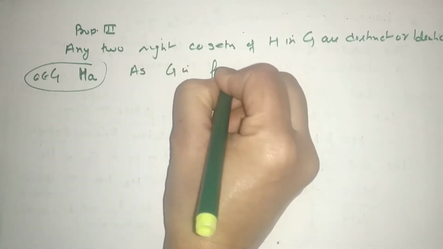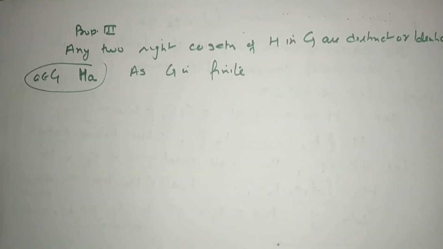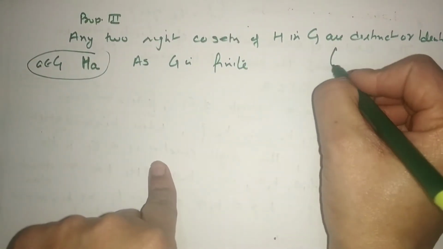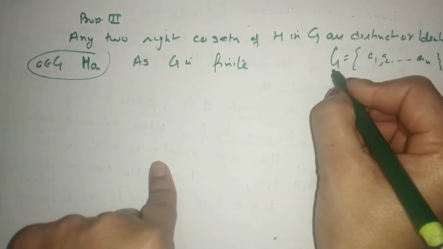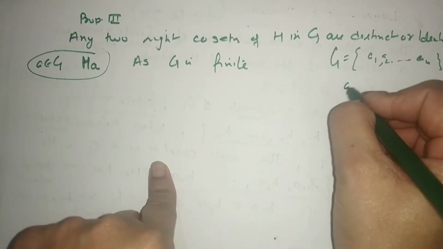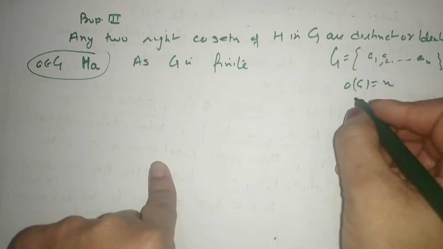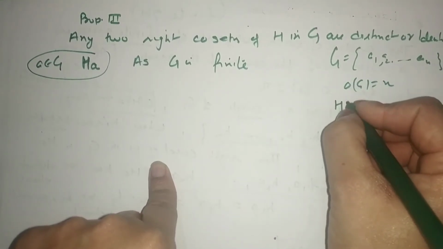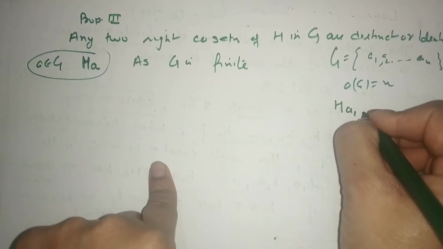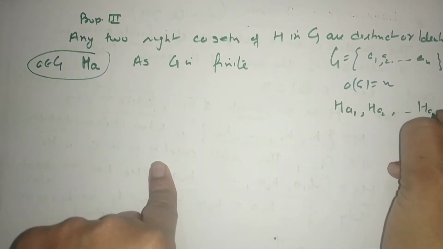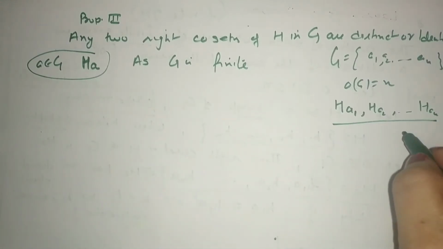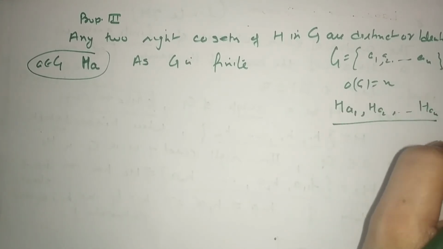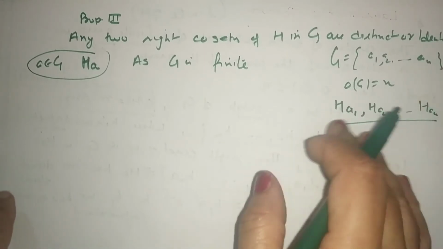As G is finite, how many right cosets will be possible? Let G be the set of elements a1, a2 and so on, an, because G has n elements; we have taken the order of G as n. H is a subgroup of it. Then we write Ha1, Ha2 and so on, Han. These cosets will be either identical or disjoint. Out of these, we have to take the disjoint cosets, which are distinct from the others.